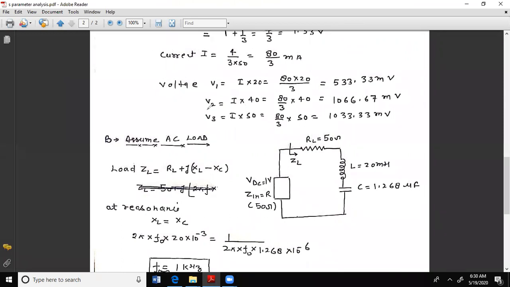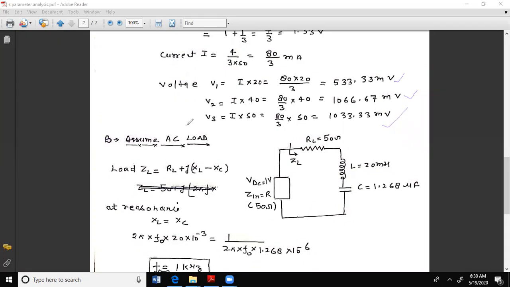If we calculate the values of V1, V2 and V3 again, the voltages are 533 millivolt, 1666 millivolt and 1033.33 millivolt. So in this case the voltage V3 is greater than the applied voltage, because the reflected voltage is positive.